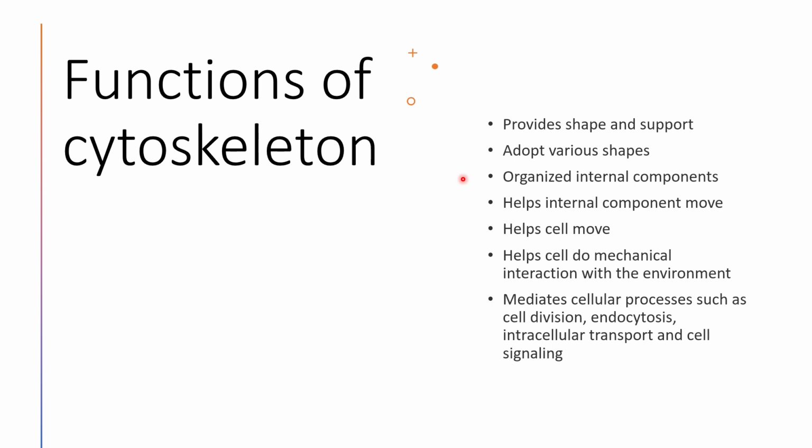Another function is to help in the organization of the internal components. And cytoskeleton also helps internal component movement and the whole cell movement, and it helps the cell do mechanical interaction with the environment. It mediates cellular processes including cell division, endocytosis, intracellular transport, and cell signaling.